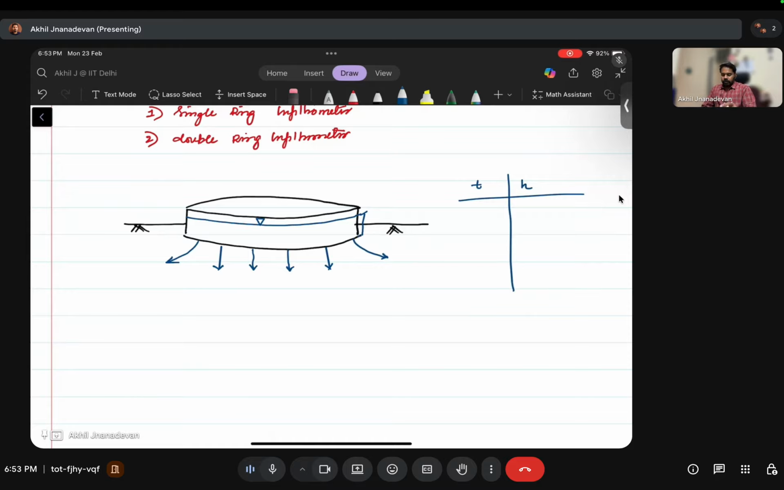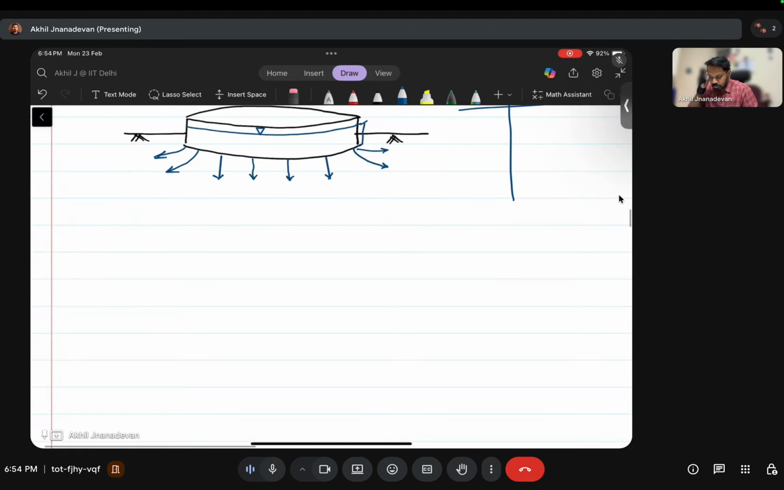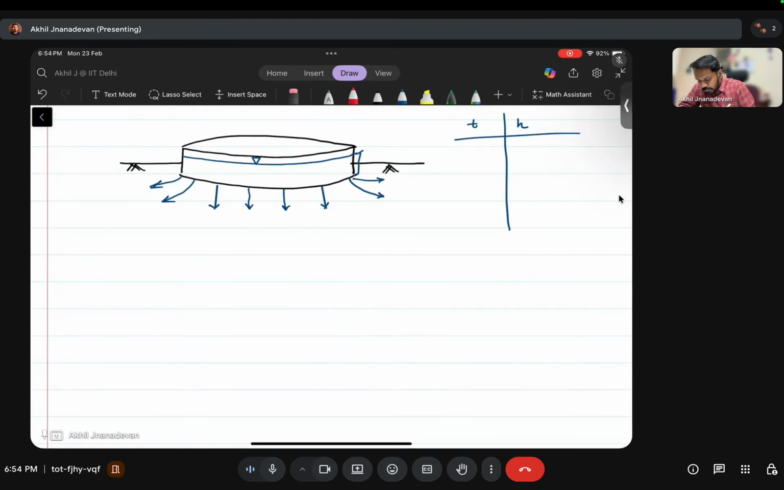In the case of a single ring infiltrometer, the problem is that whatever we are measuring won't be exactly equal to infiltration, because some lateral flow is also taking place. Infiltration is a process where the water percolates in the z direction only, right? In the Richards equation, we take the one-dimensional form because we are approximating it along the z direction. But here, what we'll get is a combination of z and xy flow. So it won't be that accurate. That's why they introduced a double ring infiltrometer.